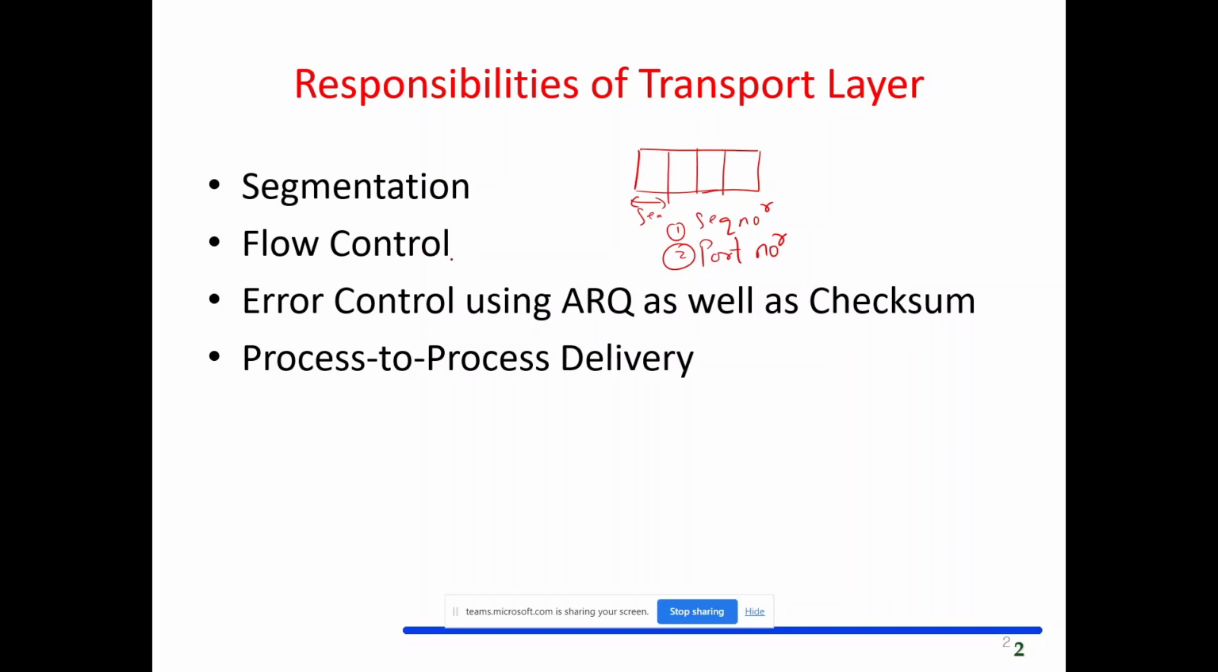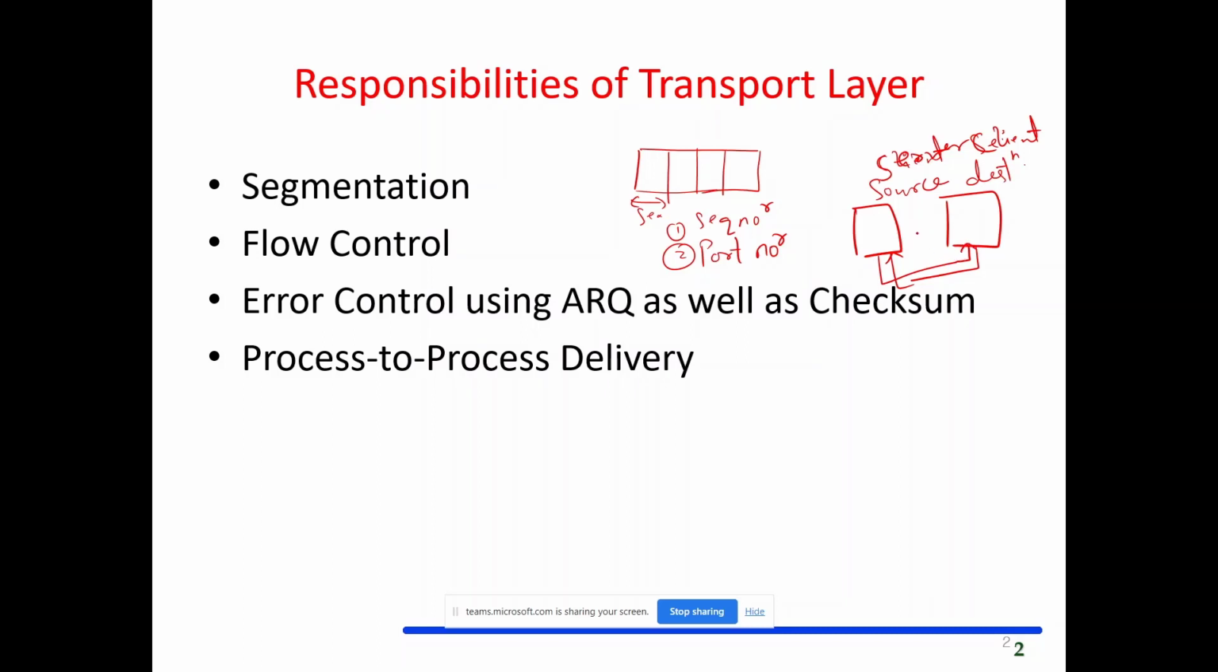The second responsibility is flow control. What does flow control mean? Whenever there is a transmitter and receiver, we call them source and destination. For example, the server is the source and the destination is the client. The client requests something from the server, and the server will send the reply for that.